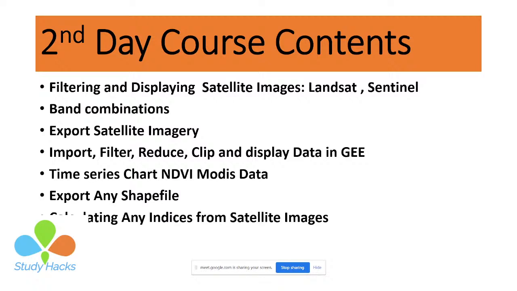And then how to calculate any indices from the satellite images. Suppose how you can get the equation, how you can select the satellite images, and how you can calculate any indices from the satellite images. It can be NDVI, NDWI, or VCI, TCR, or any indices. Just you should know what the equation is. You can put in the equation and you can easily get the result. So basically this is our course content. We will try to follow step by step.